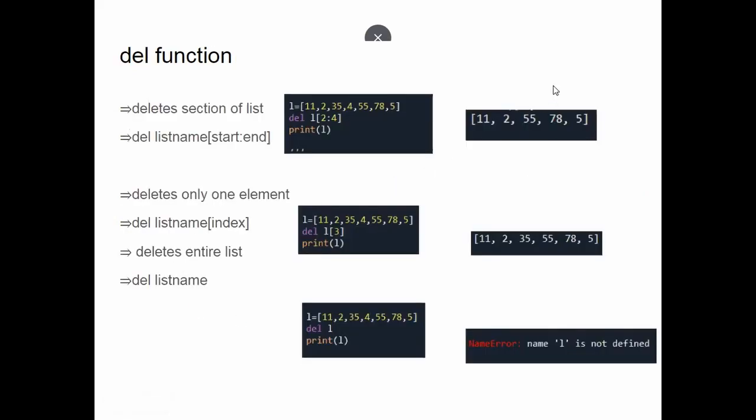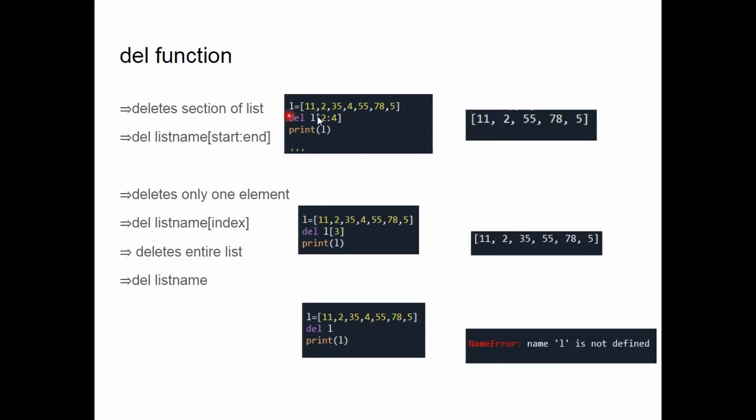The next one is the delete function. What is it going to do? It is going to delete the element from the list. We can use the delete statement, that is del, and the list name. Here we can use the slicing method also, from where to till what. Suppose I want to delete a sublist, more than one element. At that time I can use this.